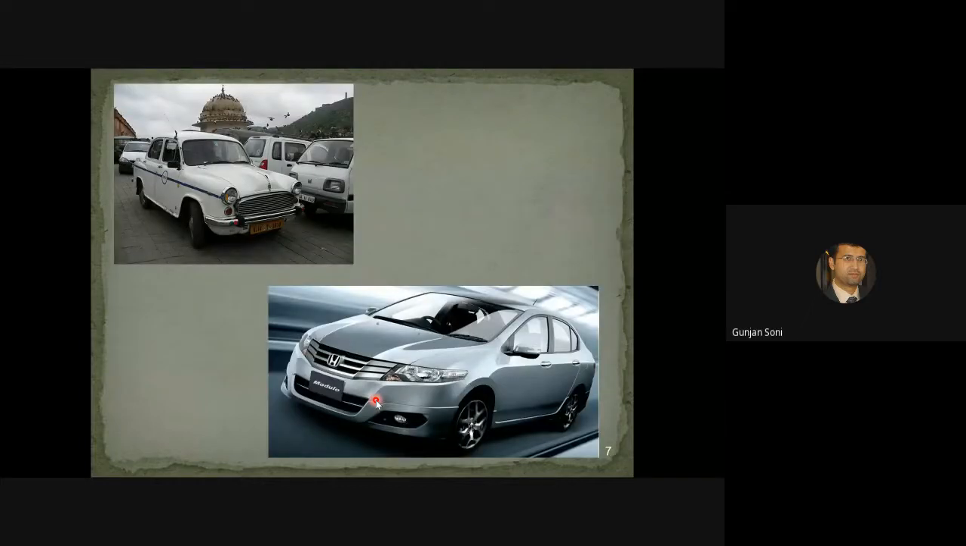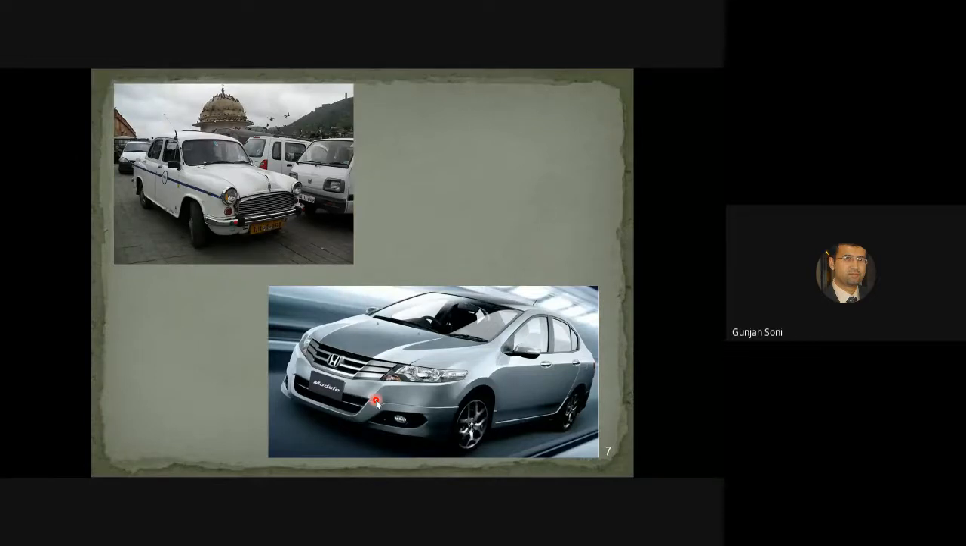It's going to be the right side. Most of you have said the right side. Okay, so this is your Friday. Now next, again, next day comes and you've got two choices. One is the grand old Ambassador over there on the left side, and you've got a sleek car on the right side. Which one are you going to choose, left or right?